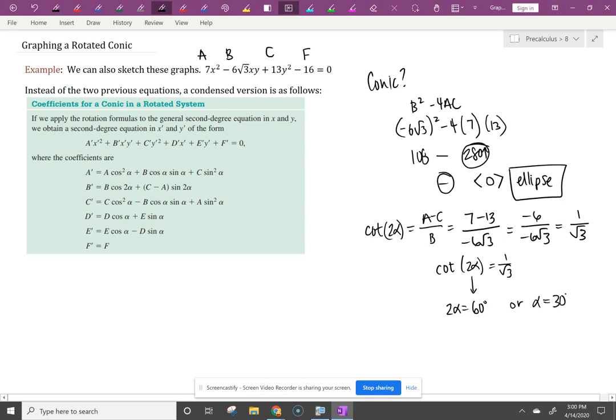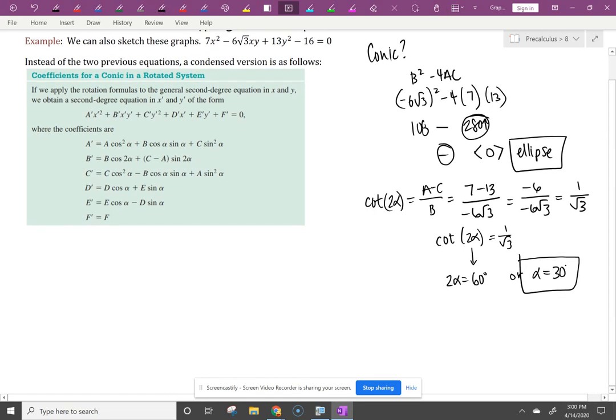And you'll notice a lot of times it's either 30, 60, or 45, right? So the hand trick will work. So after all that, I know the angle of rotation is 30 degrees. And now, a lot of work for one problem, right?